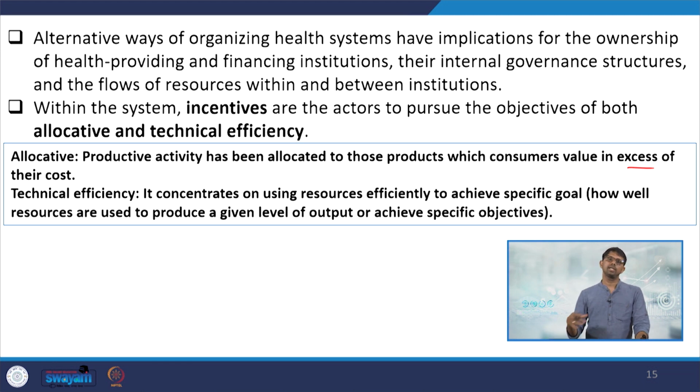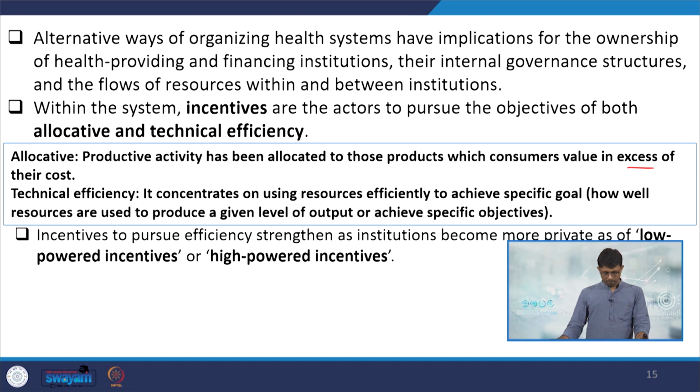In the first case we said how distribution matters, how we are allocating this to the consumer, and in the second case we are actually emphasizing its productive use or efficient use through technical management or approaches. So, incentive really matters. Incentive to pursue efficiency strengthens as institutions become more private, as of low power incentive or high power incentive.